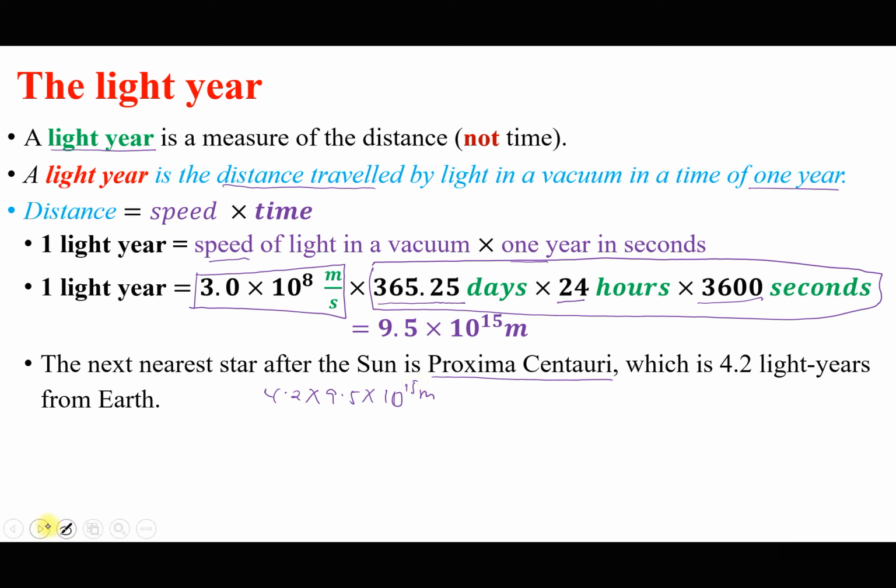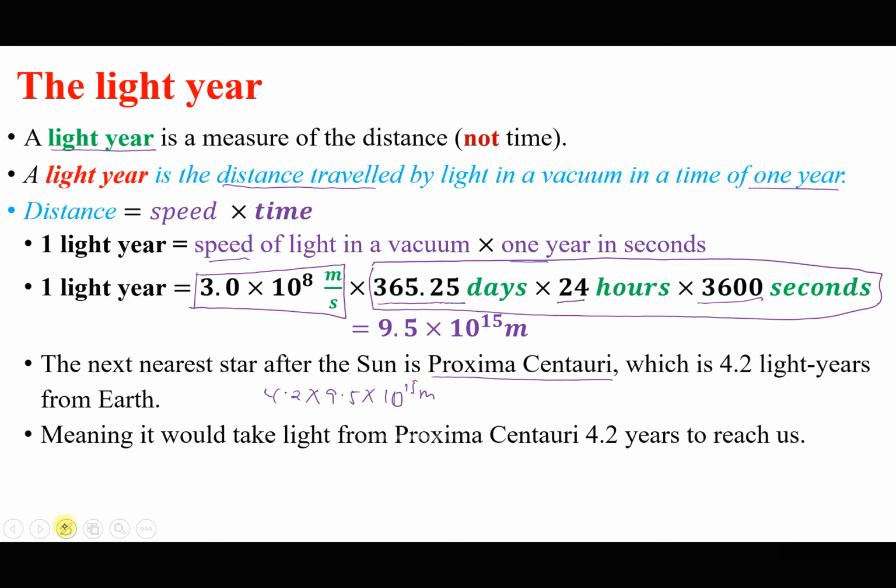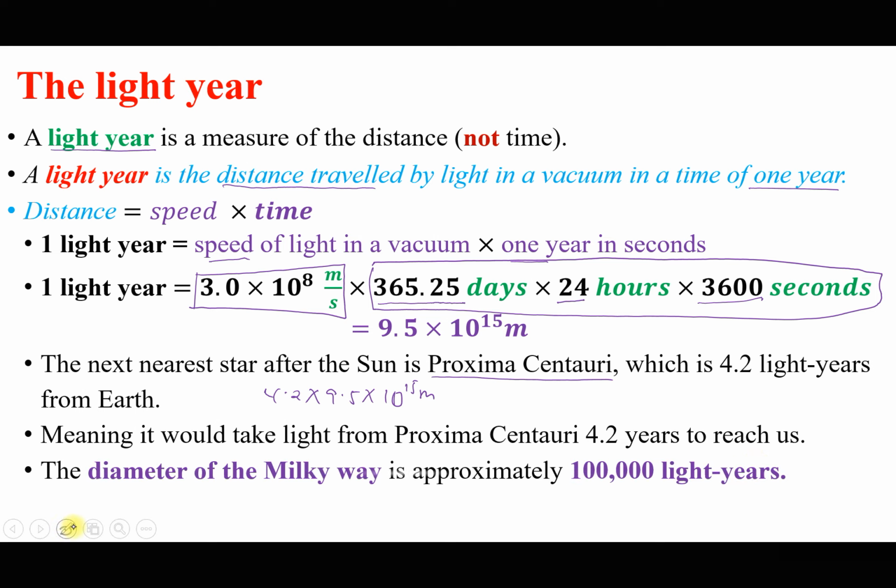So this means it would take light from Proxima Centauri about 4.2 years to reach us. That's what it means. And the diameter of the Milky Way, which we are going to talk about later on, is approximately 100,000 light years, which would mean it would take about 100,000 years for light to travel across our Milky Way galaxy.